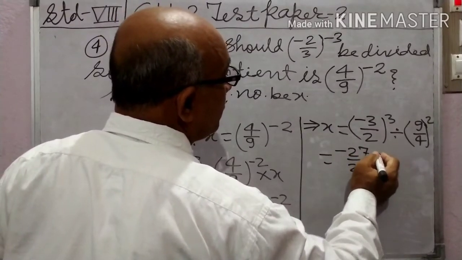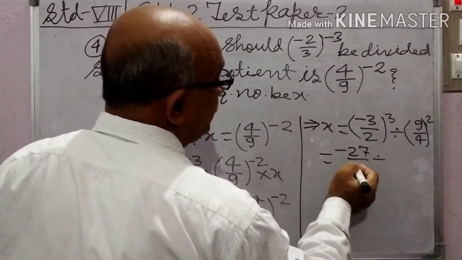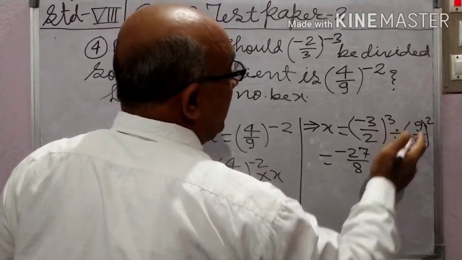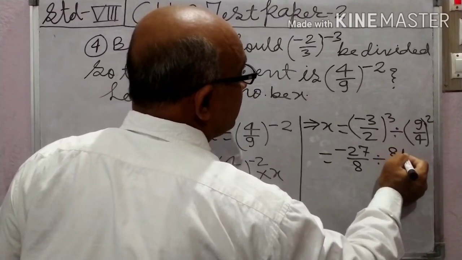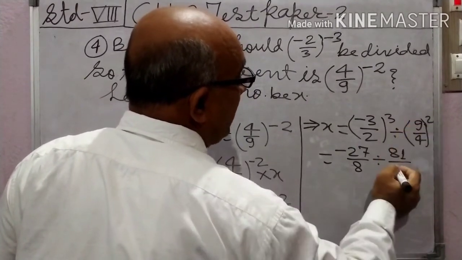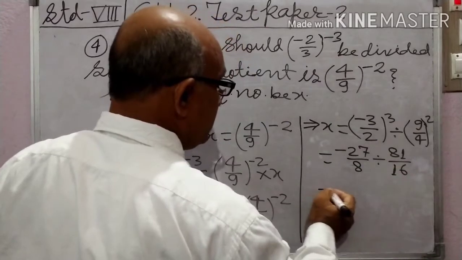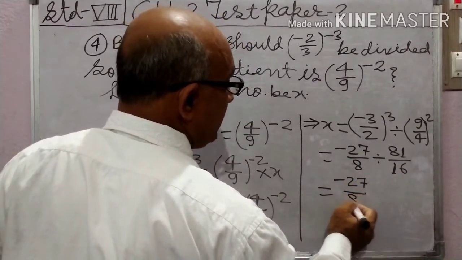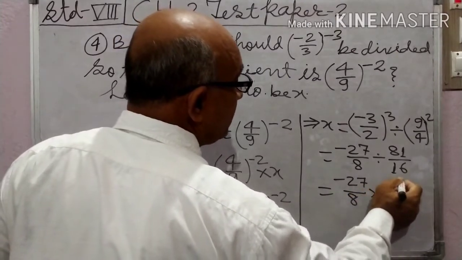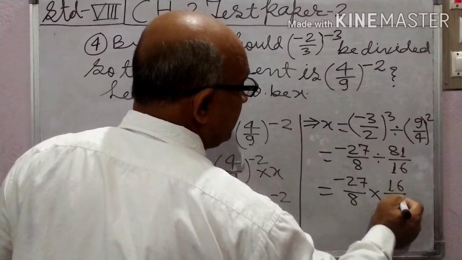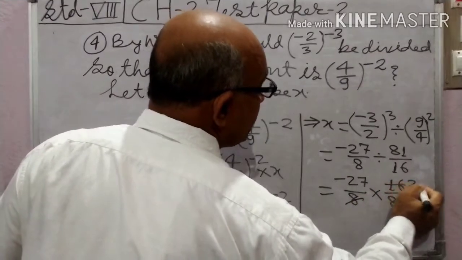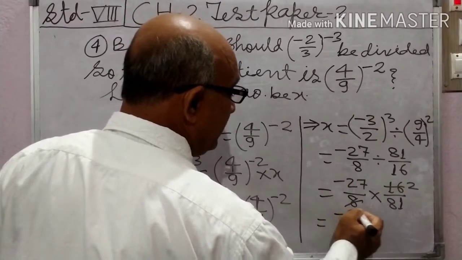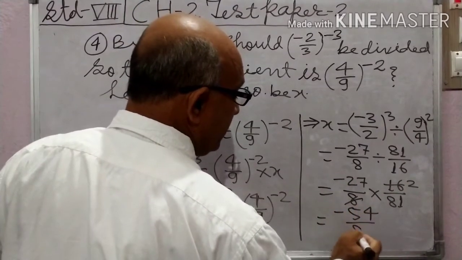27/8, 2 to the power 3. 2 to the 4, 4 to the 8, divided by 9 to the power 2. 9 9s are 81, divided by 4 to the power 2, so 16. So -27/8 divided by 16/81: divide changes into multiply, so 16/81, 8 to the 16. Student, -27 into 2, so -54/81.